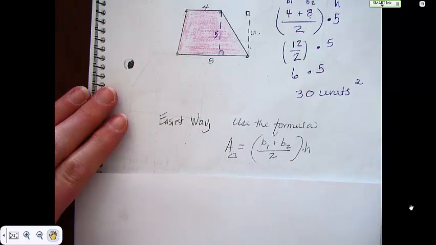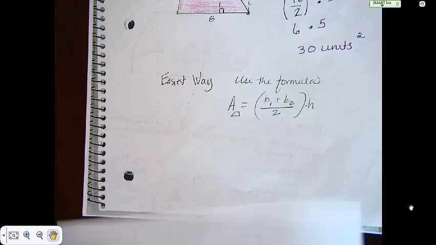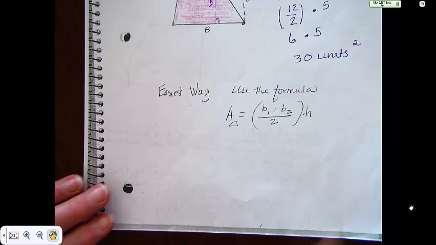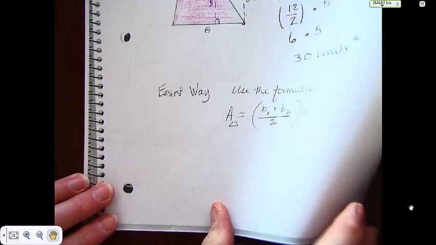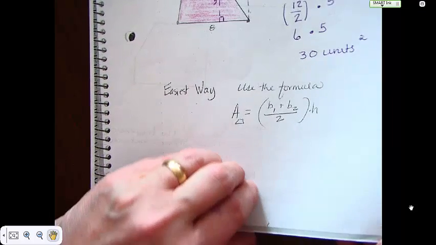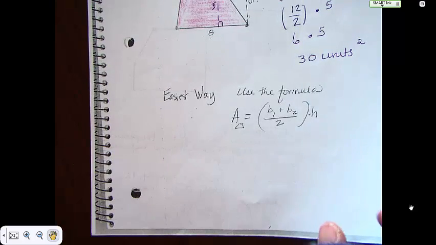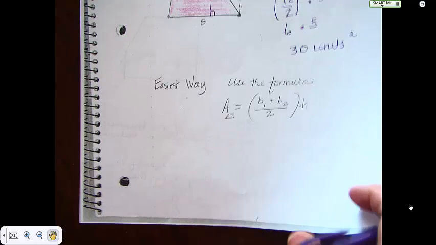Here is another way you can write this formula. It makes it the easiest way to do it. So if you have questions as you're working on finding the area of trapezoids, that's one of the things you should always go back to. Go back to that formula.